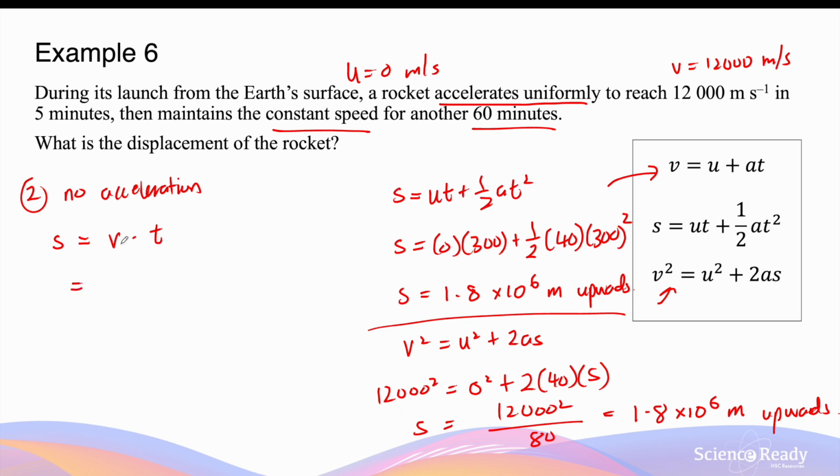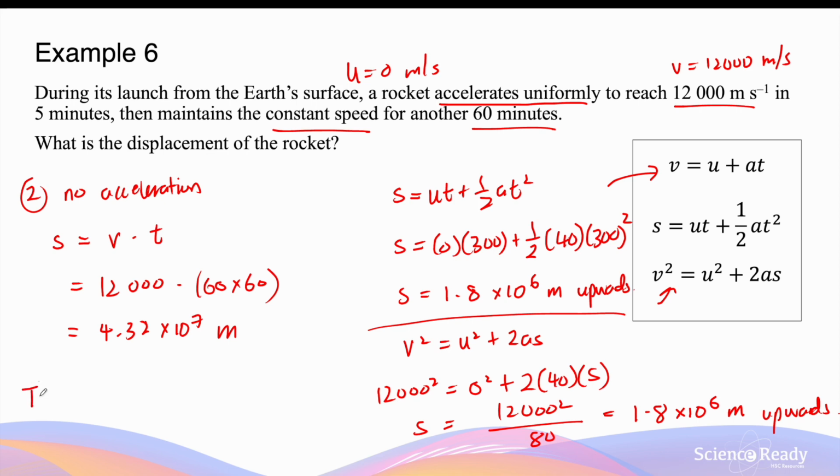So the velocity during this motion is the final velocity at the end of the first interval, at the end of the first 5 minutes. And we said that was 12,000 meters per second, as given by the question here. The time here is 60 minutes, but we have to convert this into seconds because 12,000 here is meters per second. So we'll do 60 times by 60 seconds in 1 minute. And this gives me a displacement of 4.32 times 10 power 7 meters.